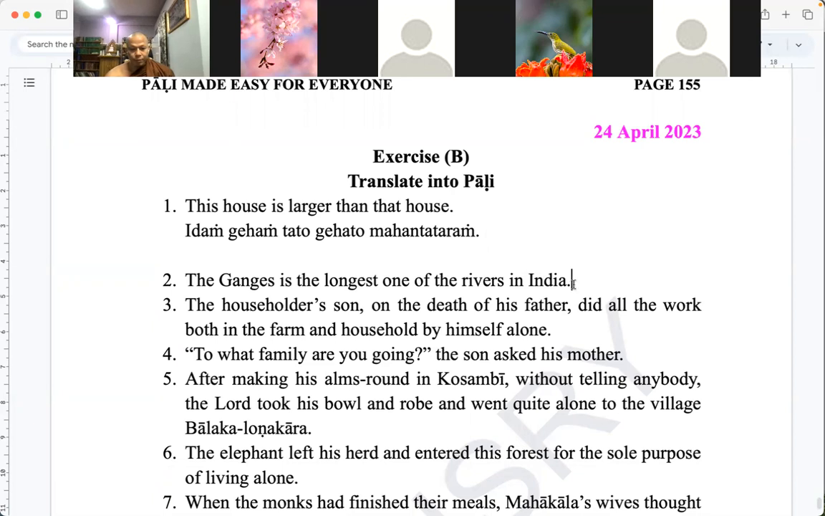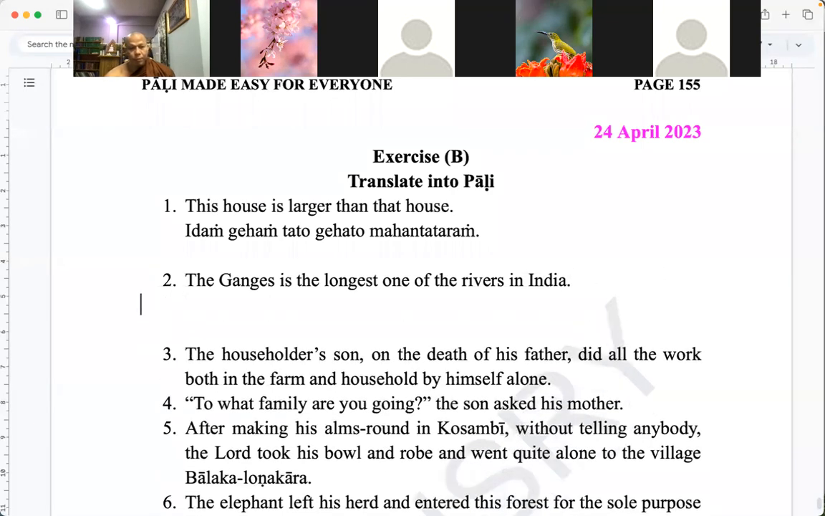And now number 2. Number 2 is the Ganges. The Ganges is the Ganga River. Here "longest": long is digha. Maybe longest is dighatama. And the Ganga is feminine gender. So that is dighatama. This is a superlative adjective. When the group of them is mentioned, it will be with the genitive or locative.